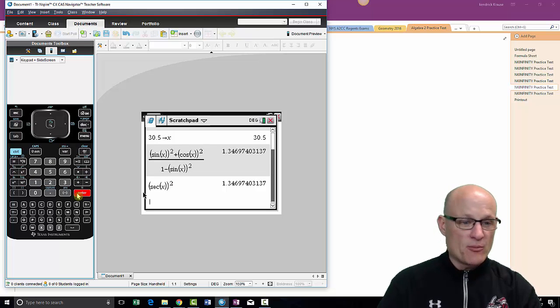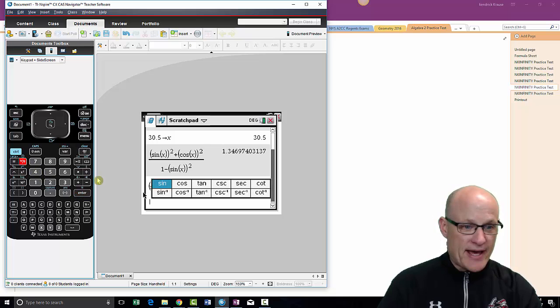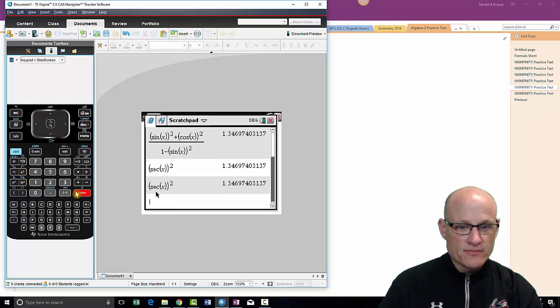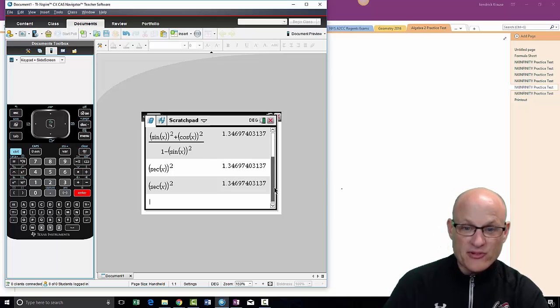Try it. Now, I want you to notice the difference between that and this. Secant of x squared. Oh, it's the same thing. Oh, it redid it for us. So it understands the difference. It actually understands the difference. So maybe I didn't need those extra set of parentheses. I don't know. Better to be safe than sorry.